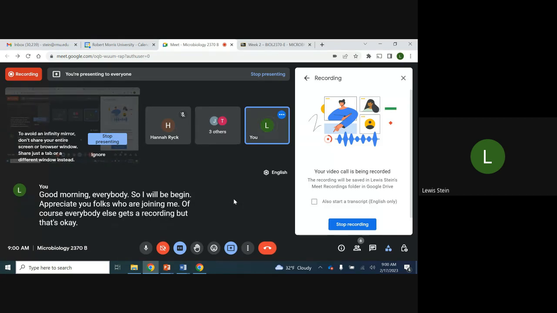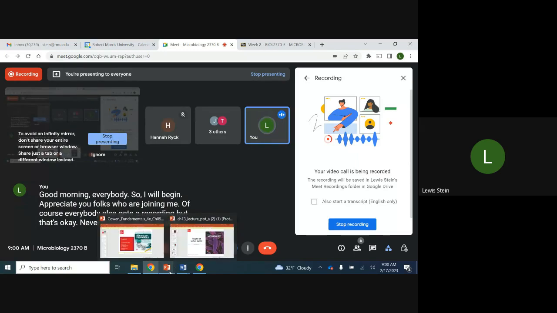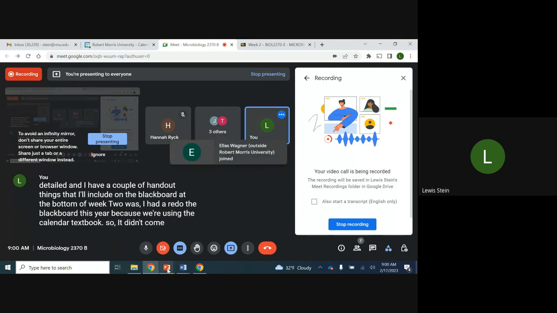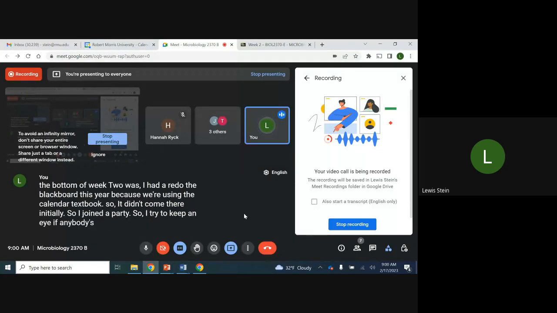Nevertheless, let me go over. I'm trying not to go overly detailed, and I have a couple of handout things that I'll include on the blackboard at the bottom of week 2, because I had to redo the blackboard this year because we're using the Cowan textbook. So it didn't come there initially. So I join the party. I try to keep an eye. If anybody's dinging, if somebody looks like they want to be let in, let me know.